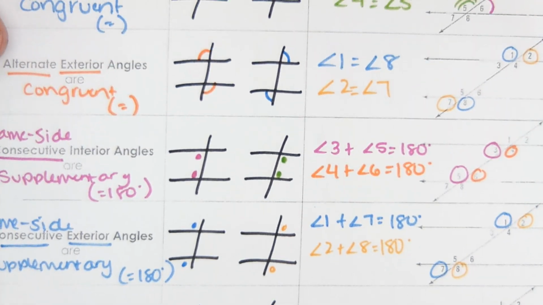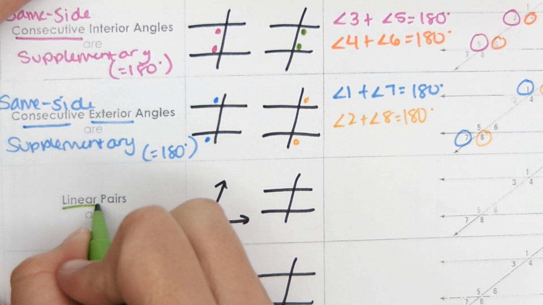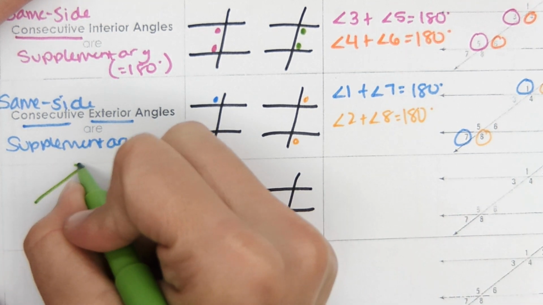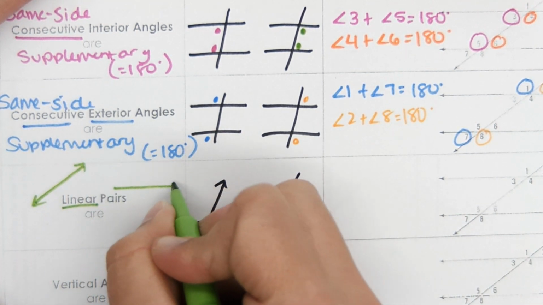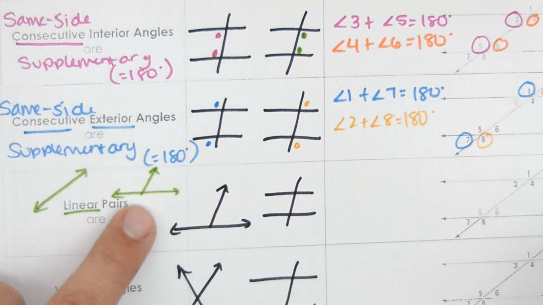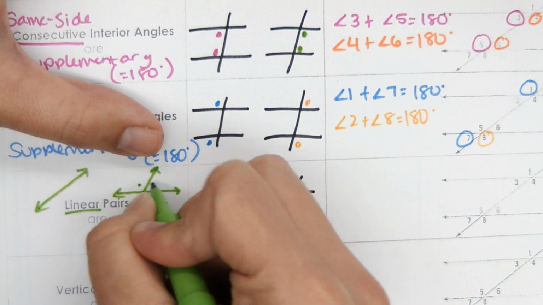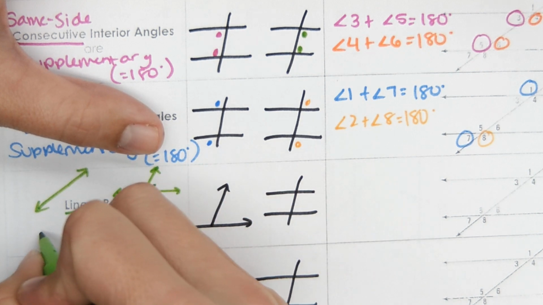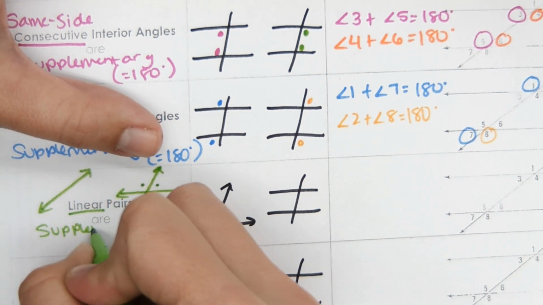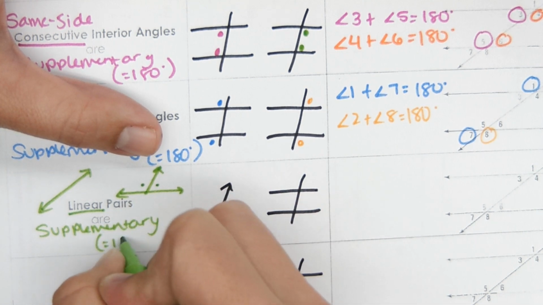Okay, and then here we have linear pair. Linear, you might remember that word from algebra. It means like they fall in a straight line. So a linear pair of angles would be two angles that form a straight line. They're adjacent and they come together to form a straight line. So linear pair would be like these two angles. They are supplementary because that straight line is 180 degrees. So they equal 180 degrees.